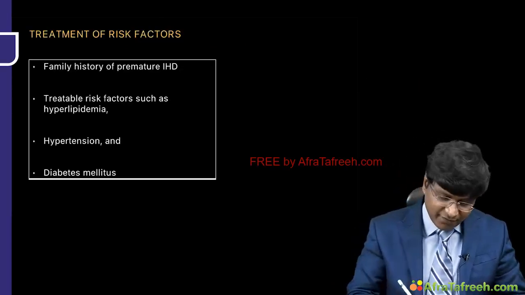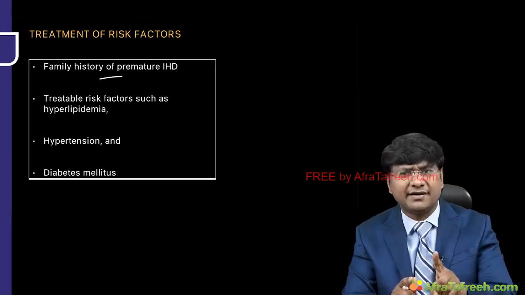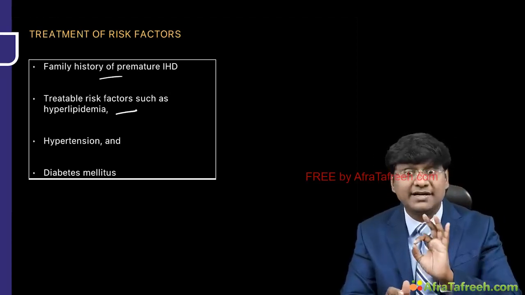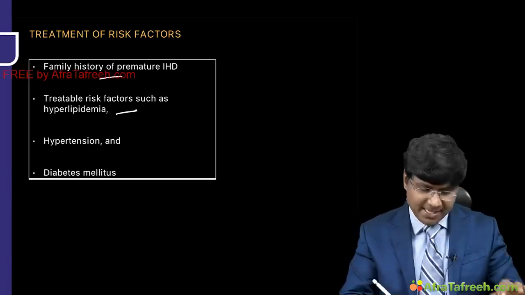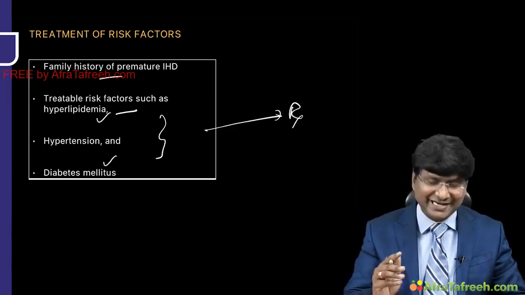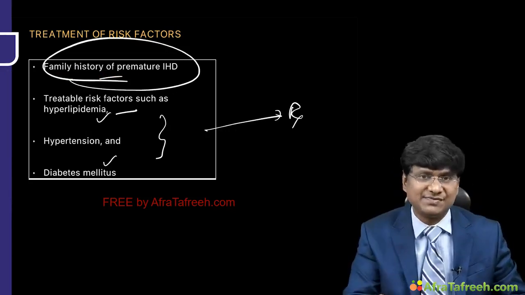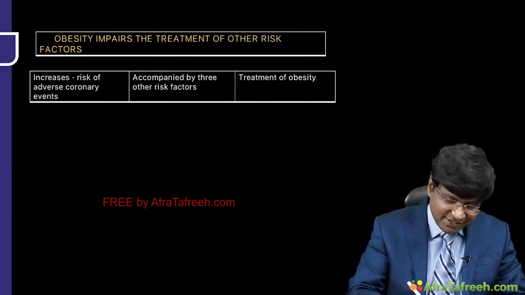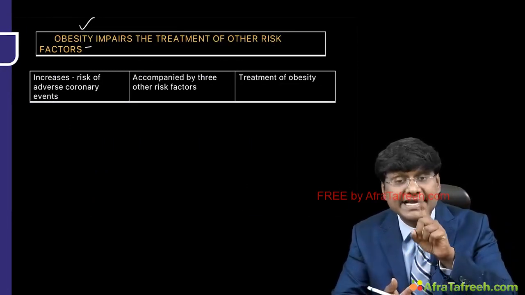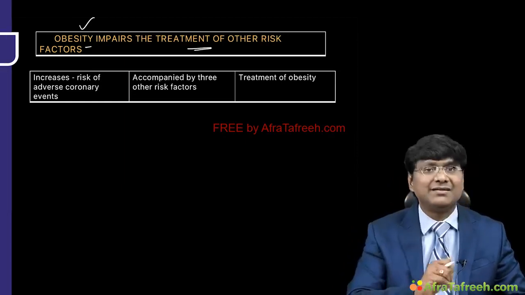And the treatment of the risk factors: a family history of premature ischemic heart disease is an important indicator of increased risk of development of ischemic heart disease. So the risk factors have to be strictly treated. Hypertension, hyperlipidemia, and diabetes mellitus have to be strictly treated in an individual having a family history of premature ischemic heart disease. And not only that, the development of obesity. Remember, obesity impairs the treatment of the other risk factors.